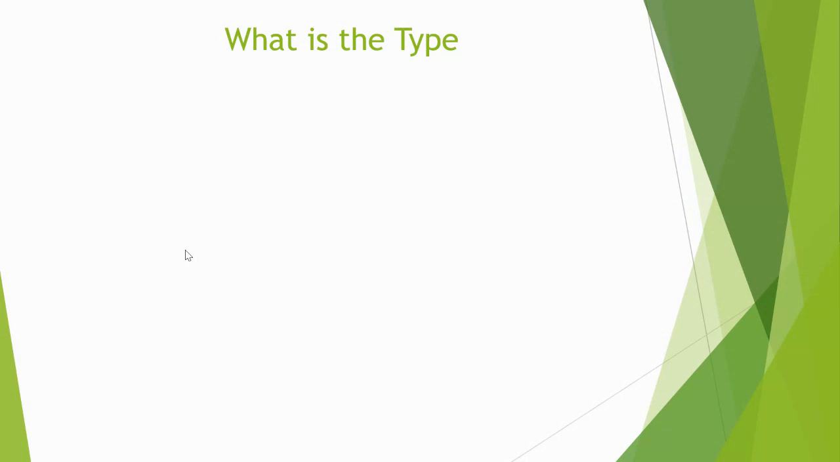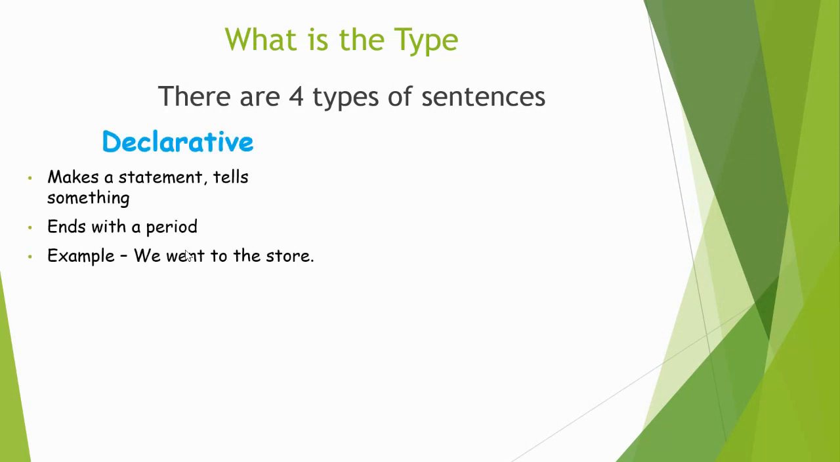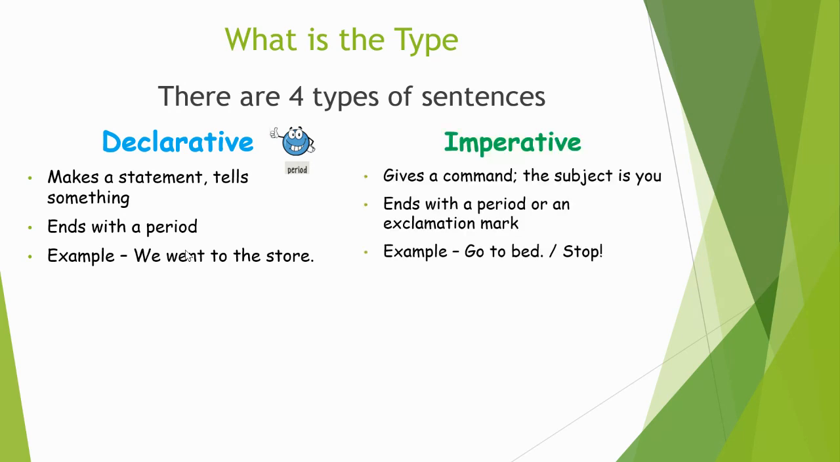Now, we've identified how to identify a sentence, but now we need to find and identify the different types of sentences. There are 4 types of sentences. The first type of sentence is a declarative sentence. This sentence makes a statement or it tells something. It ends with a period. The example, we went to the store. It follows our rules on identifying a sentence, but since this is telling something, making a statement, it would be a declarative sentence.